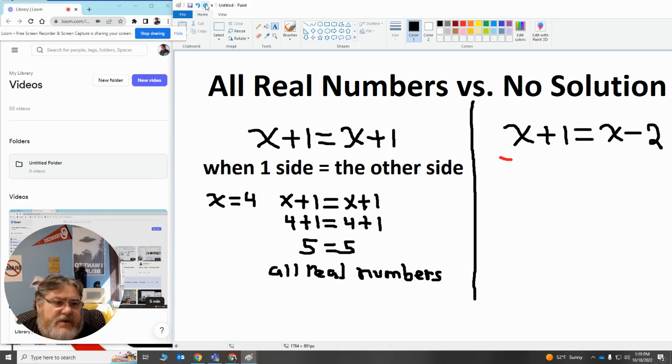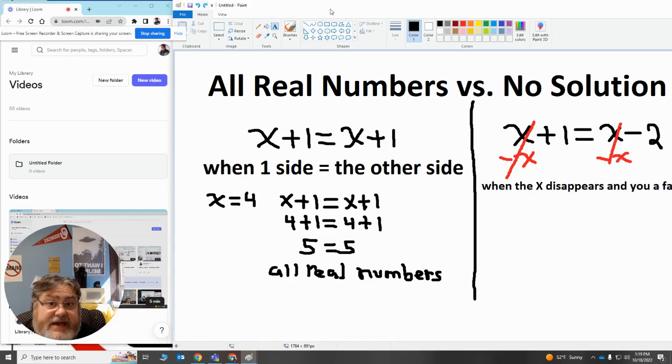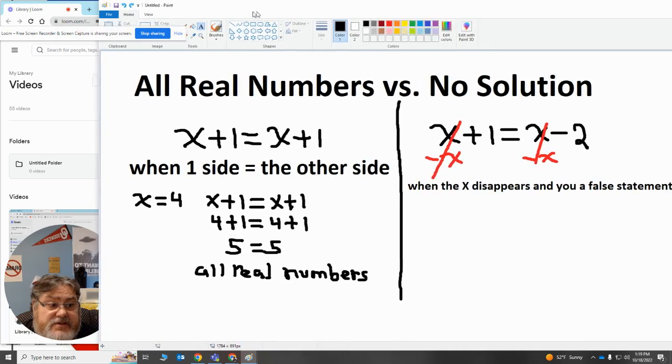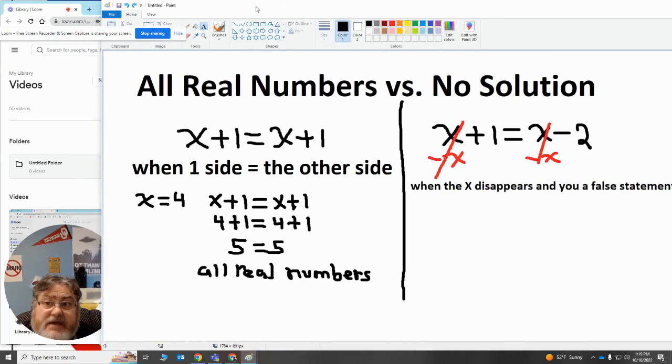And so in the equation over to the right, x plus 1 equals x minus 2. Let's solve this. Let's subtract x. Okay. And x no longer exists. So what we do on one side of the equal sign, we must do the same thing on the other side of the equal sign, because we subtracted 1x on the left side, we subtract 1x from the right side. What has happened is the x just disappeared. And so when the x disappears and you're left with what's called a false statement, your answer is no solution.